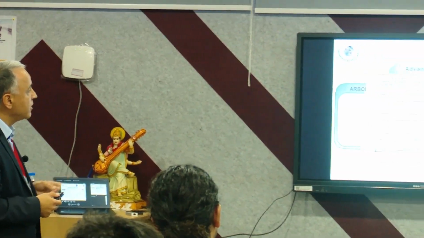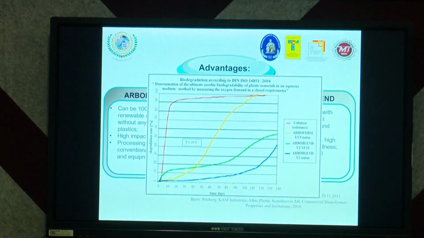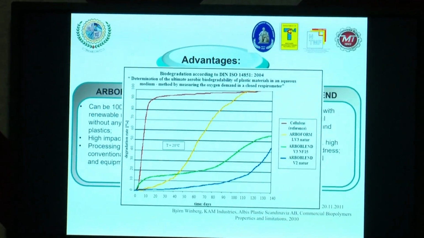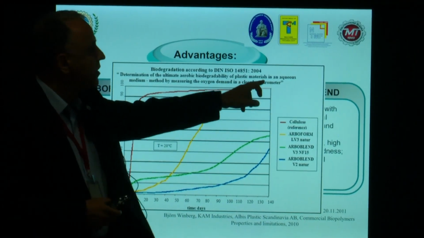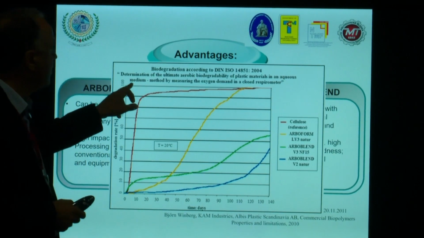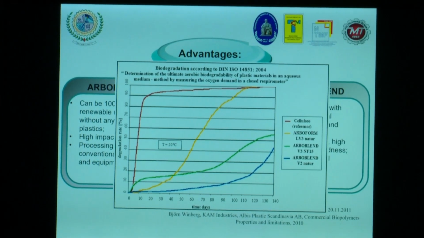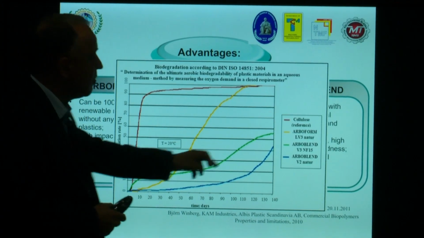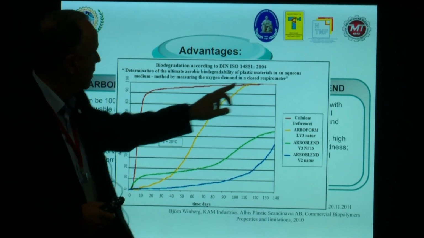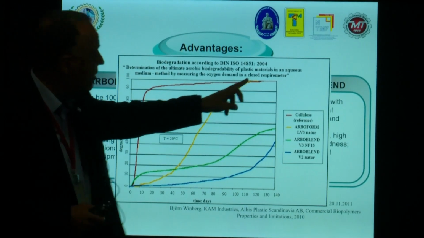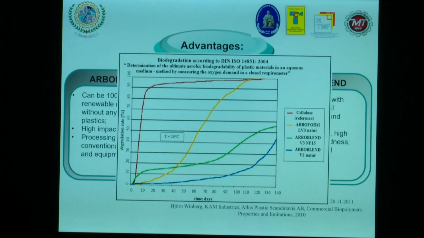So let's look at the biodegradation rate of the material. You can see that it's according to the ISO standard for determining the ultimate aerobic biodegradability of plastic material in an aqueous medium by measuring the oxygen demand in a closed respirometer. So let's see here the Arboform material, I mean the LV-free nature. You can see the yellow one, it's 100% biodegradation rate during more or less 120 days, okay?